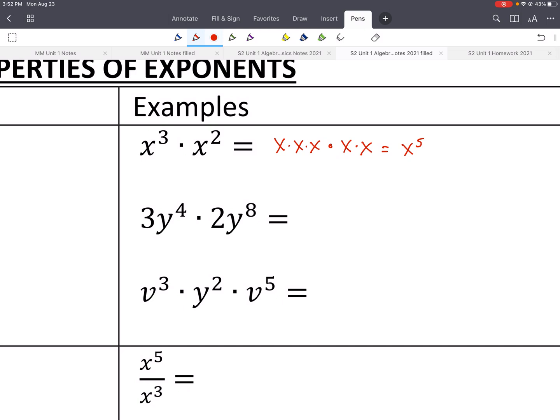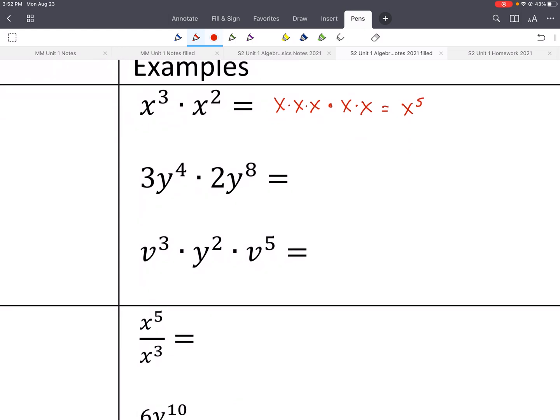Okay, so what is the relationship? What happens when we multiply like bases? What do we do with that 3 and that 2? Well, we add those, okay? So let's see if that follows with our other example. Again, we multiply coefficients like normal, so that would be 6. And then here we have 4 y's, 1, 2, 3, 4. And then we have 8, 1, 2, 3, 4, 5, 6, 7, 8. So in total, how many y's do we have? Well, we have 12. So this would be 6y to the 12th. Again, we can just add those together.